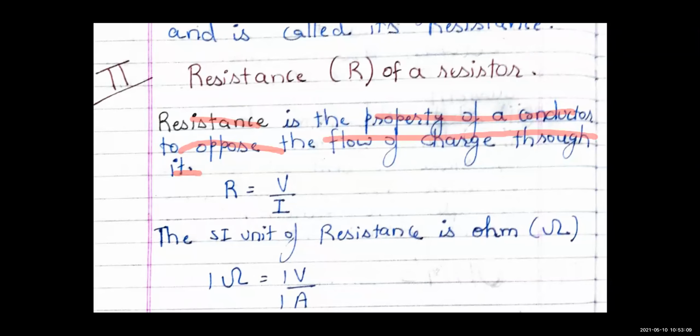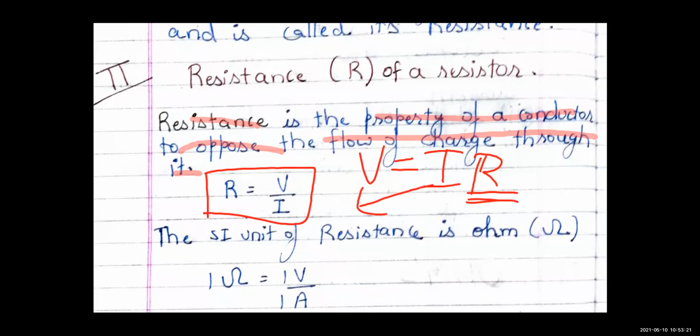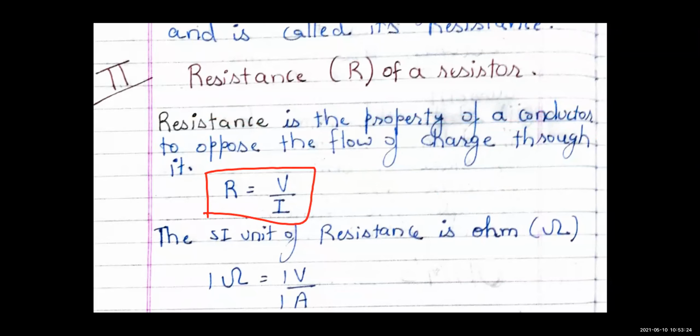And from Ohm's law, that is V equals IR, if you make R the subject of the formula, then I will go in division and you will have R equals V by I, right? So resistance is the property of the conductor to oppose the flow of charges, the flow of current through the conductor. So R equals V by I. And the scientist Ohm gave his own name to the SI unit of resistance. That is, the SI unit of resistance is ohm. Ohm should be written in small letters and the symbol for it is Ω.